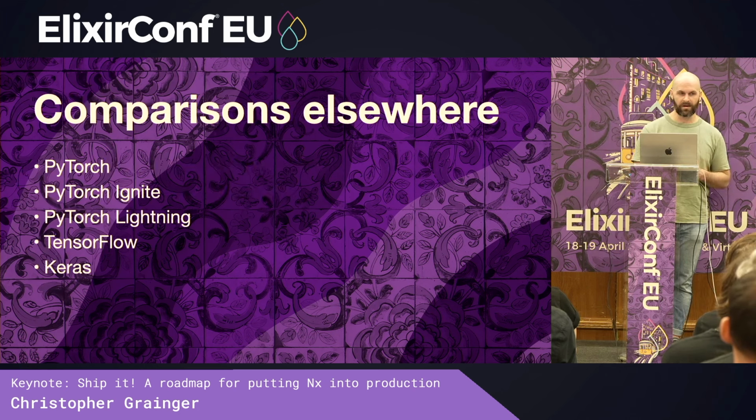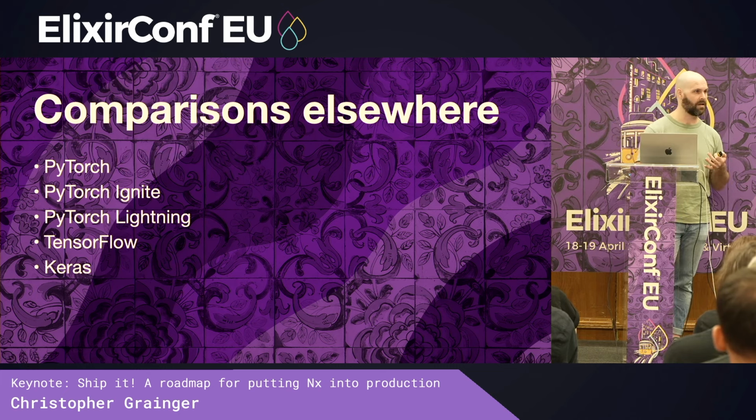Comparisons elsewhere. This is where the splitting up feels a little bit different, right? So NX provides some of the core that's in PyTorch. It's PyTorch Ignite, PyTorch Lightning, TensorFlow, Keras. So Axon sits in a very particular place, in between some of those high-level libraries in Python and some of the lower-level libraries. It's a really handy place to exist. All right, move on from there.